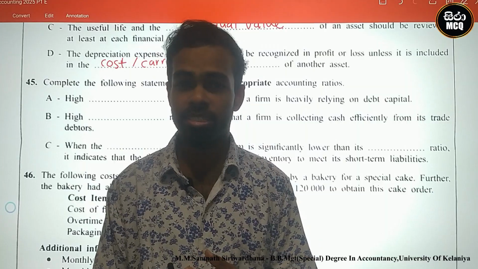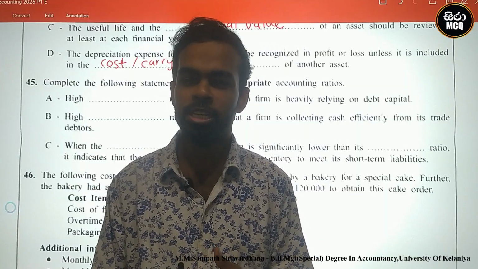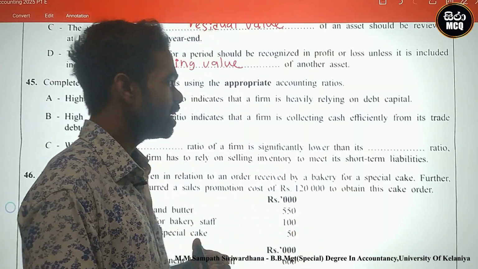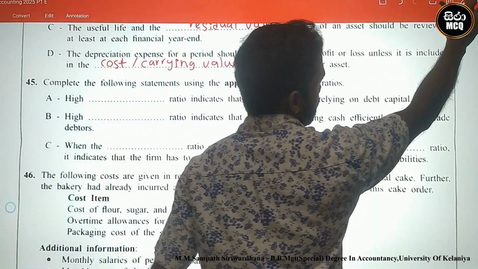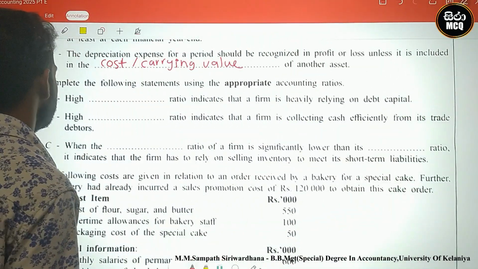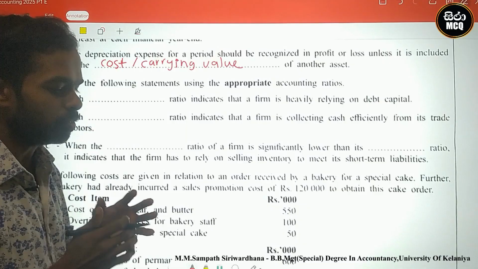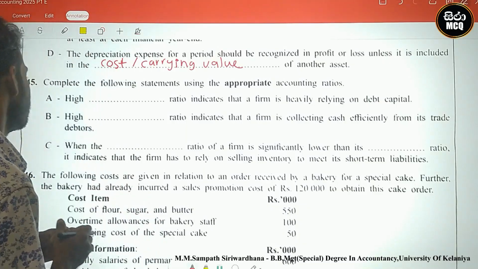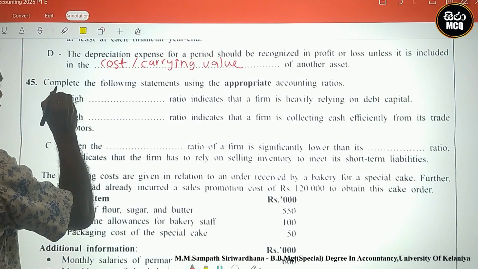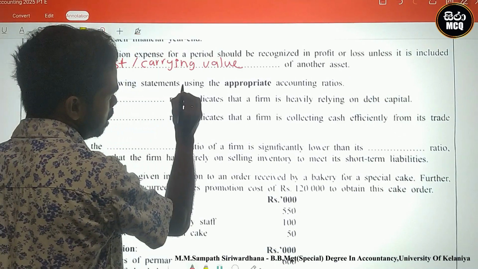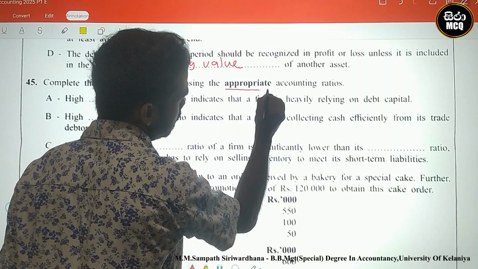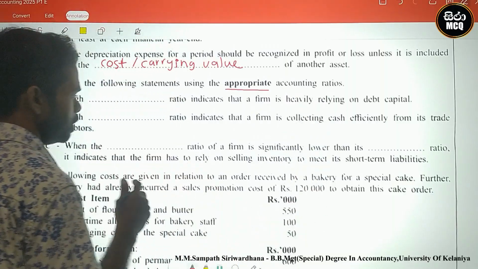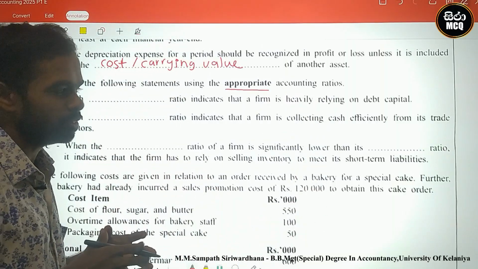Today we discuss Advanced Level A-Level accounting paper question number 45. Look here, this is related to accounting ratios. We must know the accounting ratios and the meaning of the accounting ratios. What is the requirement? Complete the following statement using the appropriate accounting ratios.